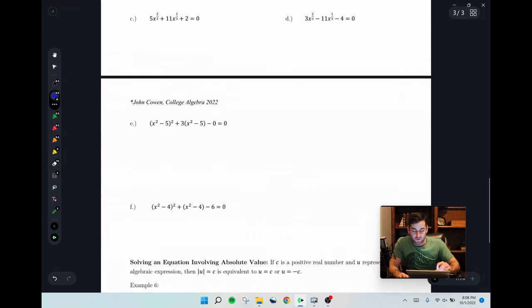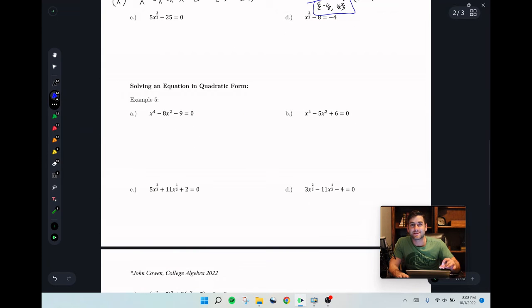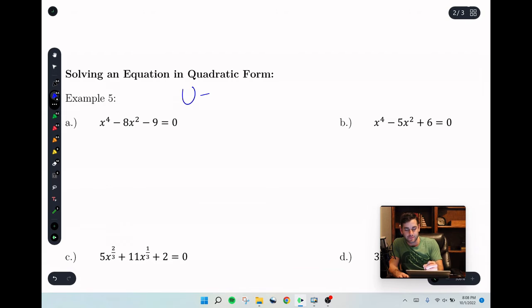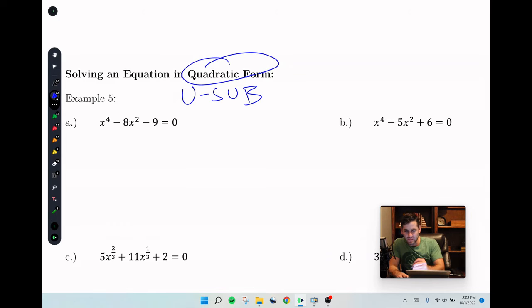All right, 2 more types. I know this is a lot of types. That's what I said, it's going to be a longer video today. So here's one more type. We'll just do one of these. And this is my favorite type, which is called a U sub. It's when something's in the quadratic form, but it doesn't look quadratic. And I'll help you pick the U's so you can practice.